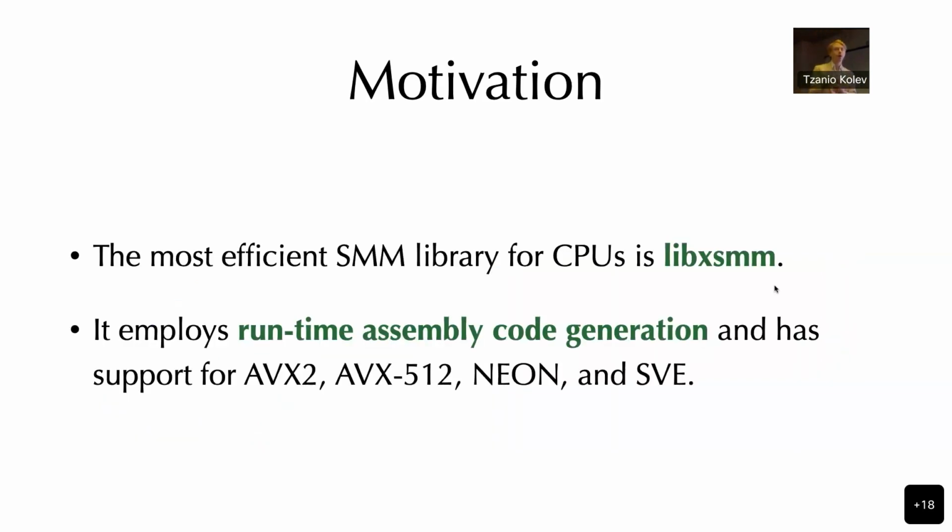Now, if we're working on CPUs, by far the most efficient library for performing these small matrix multiplications is libxsmm, which was primarily developed by Hans Pabst and Alex Heinecke at Intel. And what's notable about libxsmm is it does runtime assembly code generation. So it includes its own assembler, its own just-in-time compilation engine, and when you tell it, I want to do this matrix by this matrix, you give it the dimensions, it will just-in-time compile you a kernel to do that, and it is capable of not just targeting Intel architectures, but also ARM architectures.